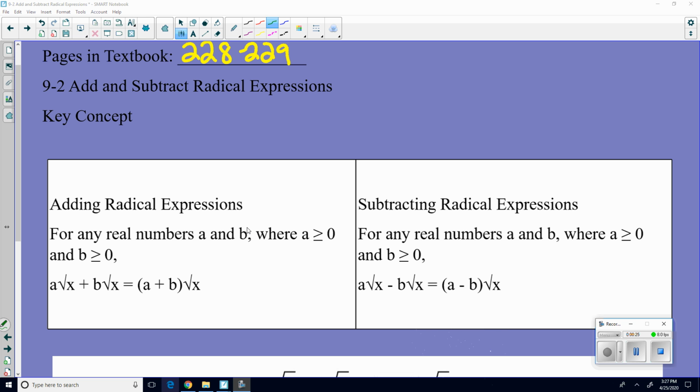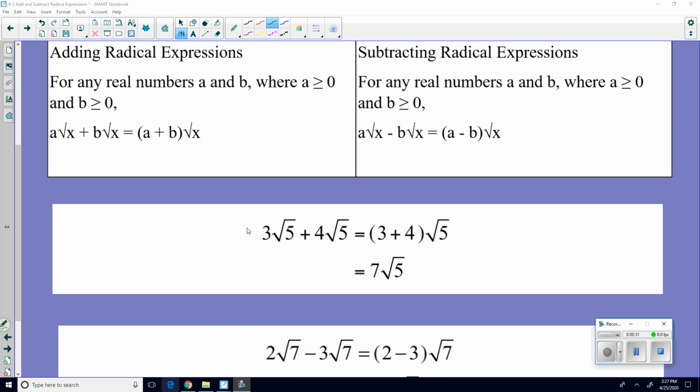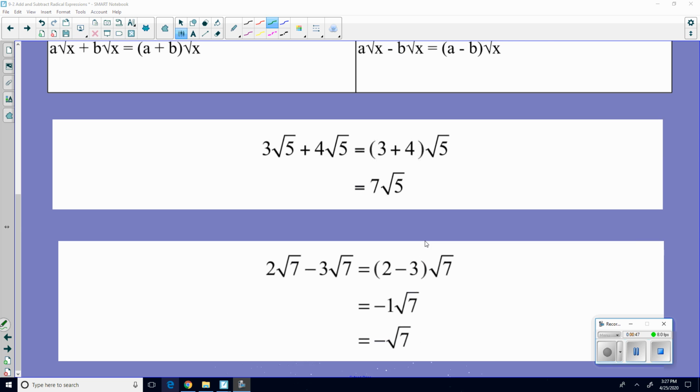If you see on this first page, I don't really have any notes for you to fill in. It's just kind of how to do it. But maybe this example would help. For example, if I have 3 square root of 5 and 4 square root of 5, both have a radical of 5. They can be combined. I can take the 3 plus the 4 on the outside and give me 7 square root of 5. Notice that the square root stayed the same.